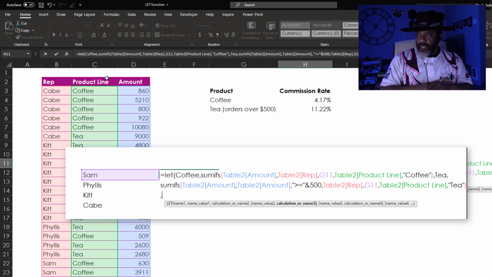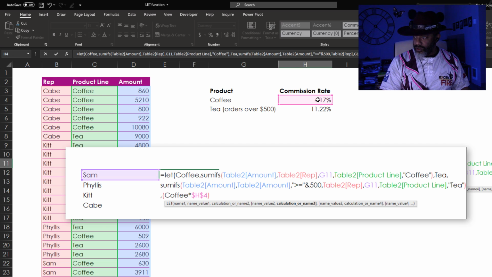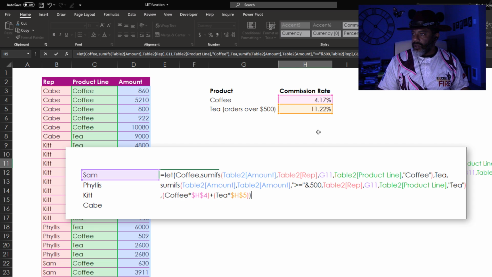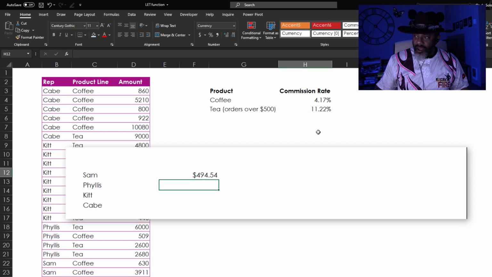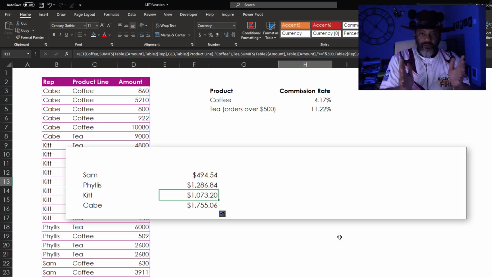Now here is where I'm gonna make the calculation. Open parentheses, coffee times the 4.17, F4, close parentheses, plus, open parentheses, T times the 11.22, F4, close parentheses, close the LET, enter. And that is Sam's commission. Bring this down. And that's what we owe everybody.